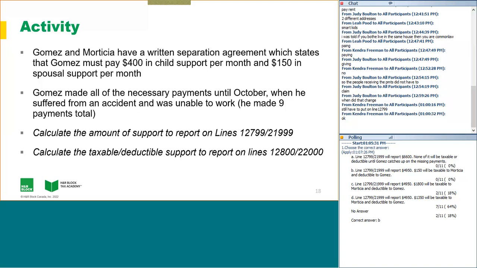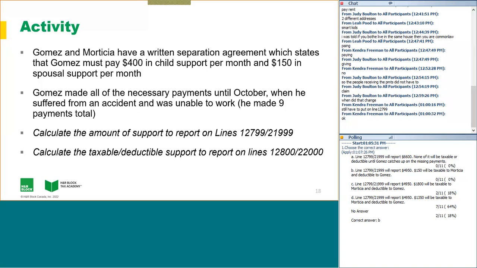So that's going to rule out option A. Then we have to decide what should have been paid for child support. So the amount that should have been paid for child support was $400 times 12 months. So that has to be paid first. Anything left over after that is spousal support.